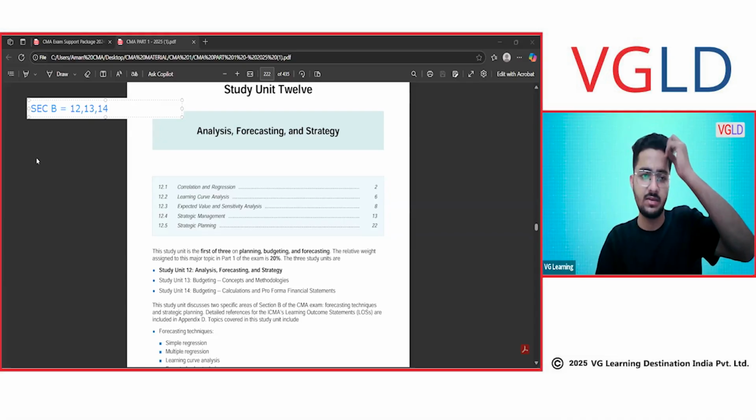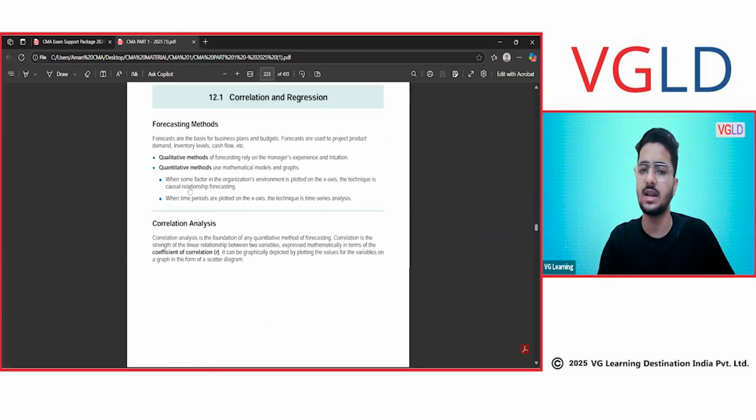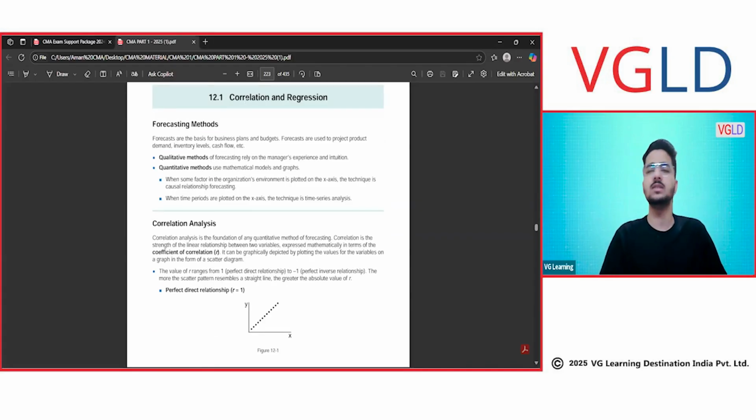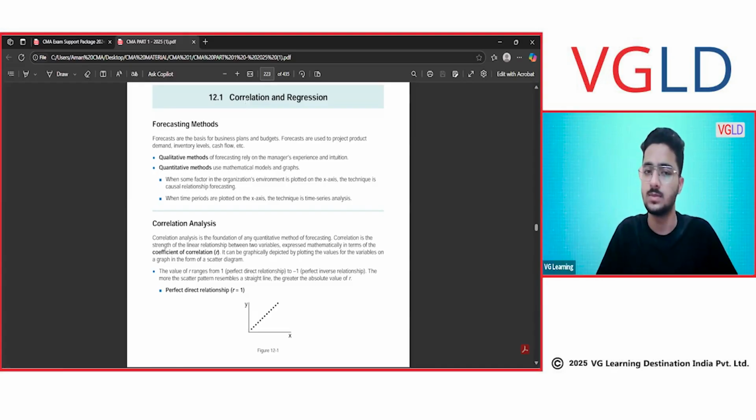So let's start with our topics and our studies. The first thing we are going to learn is forecasting techniques. That's 12.1, correlation and regression analysis. Now see, forecasting methods. There are various different methods of forecasting, but what we actually forecast is our sales. Being a corporation, an organization, I need to know how much my sales would be in the following years. So for that, I have forecasting methods.